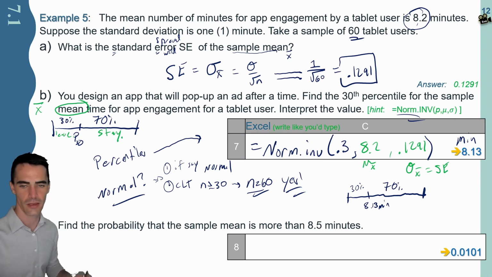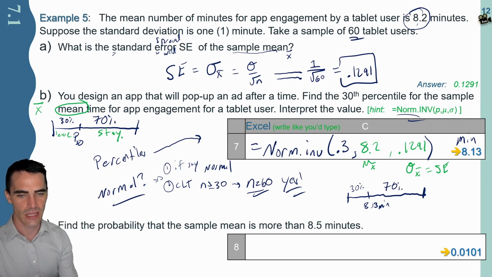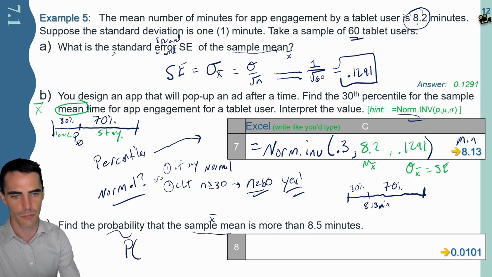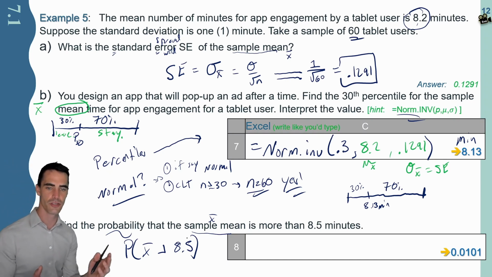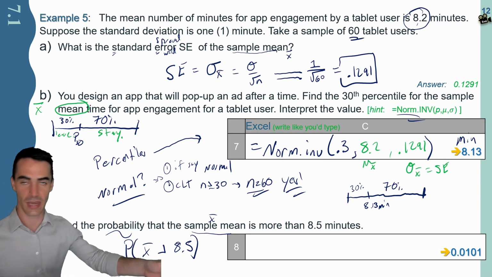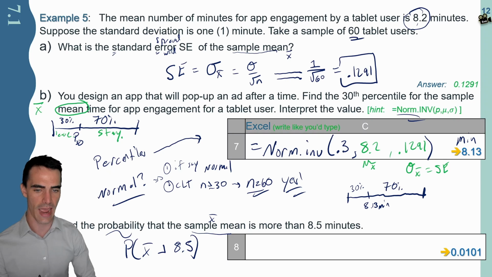What about some probability? Find the probability that the sample mean is more than 8.5 minutes. And here we have probability, so I'll write right away, probability, the sample mean. So again, this isn't just one person. We're talking about x-bar is more than, so I'll write greater than 8.5 minutes. What's the probability that our average is that people are going to spend more than 8.5 minutes on our app?